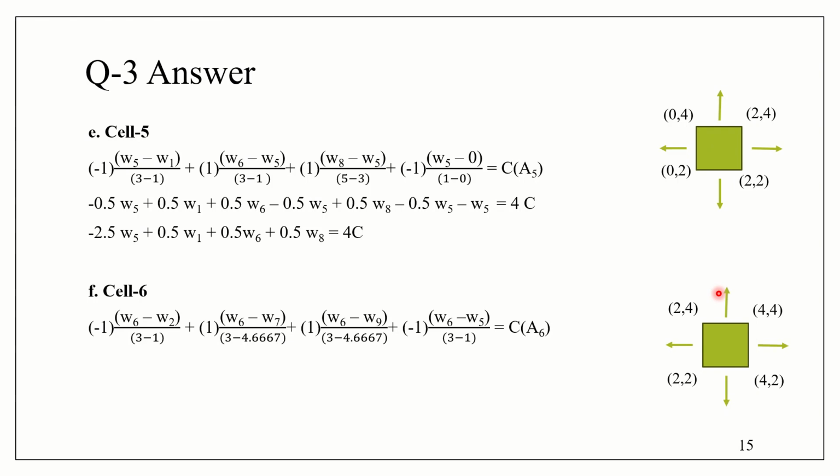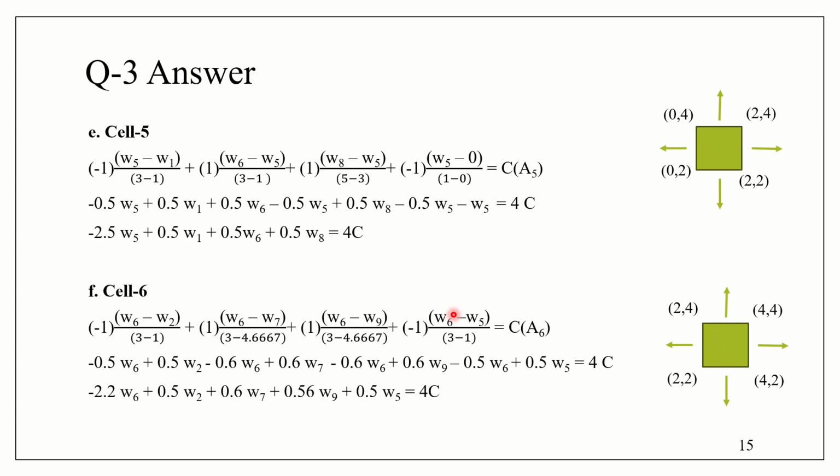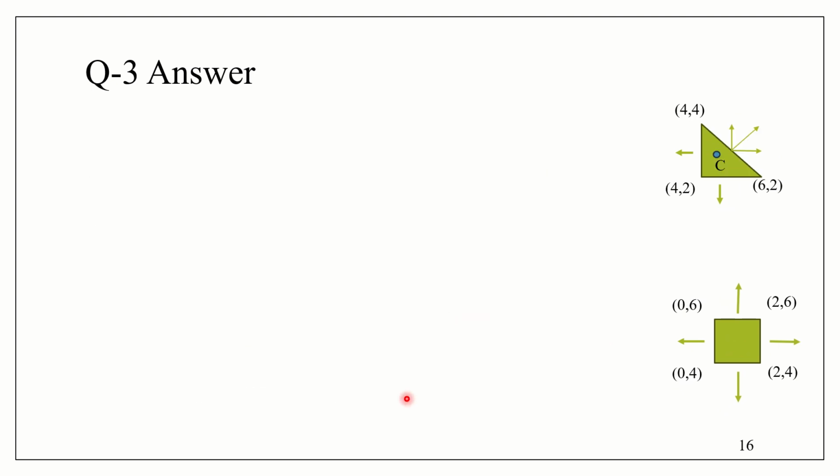W6 minus W9, 3 minus 4.67. And to this we have W6 minus W5, and it is 3 minus 1, the centroid. So we are having one more equation, which on simplification looks like this. So now we are left with 4 more cells.